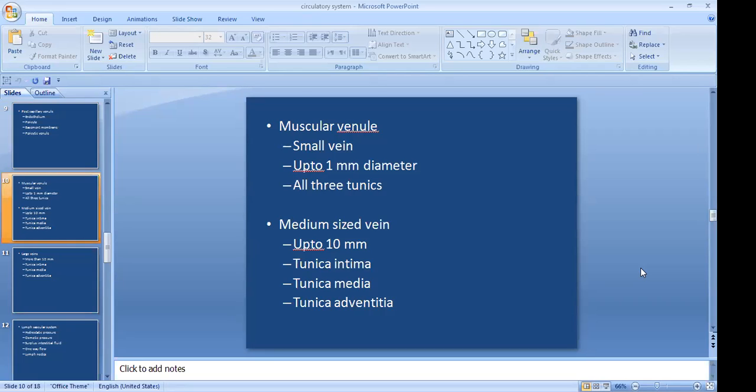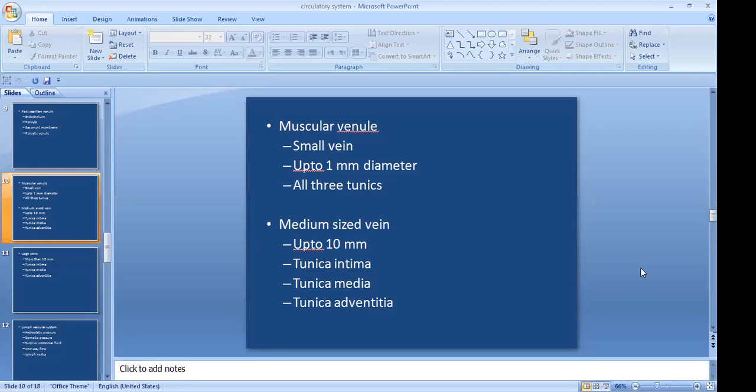We classify the veins into small veins, medium sized veins, and large sized veins. The small veins are also called muscle venules. They are composed of all the three tunica, but their size is less.